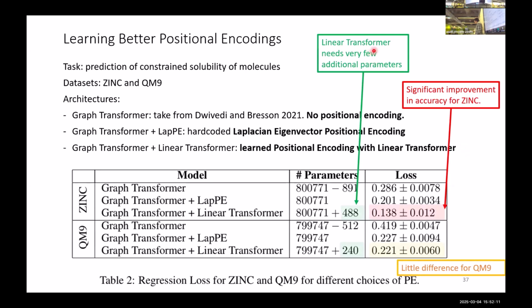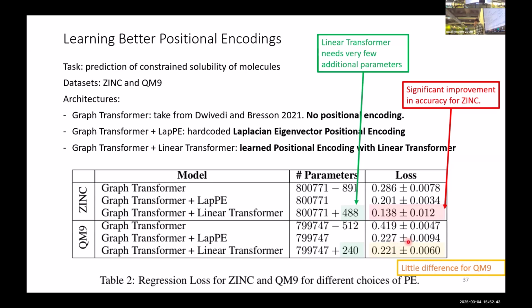And so one thing to note is that the linear transformer needs very few additional parameters. The graph transformer has like 100,000 parameters, and the linear transformer has a couple hundred. For the ZINC dataset, there is a significant improvement in replacing the hard-coded Laplacian eigenvectors by the output of the linear transformer, going from 0.2 to 0.13. But for QM9, there's very little difference.